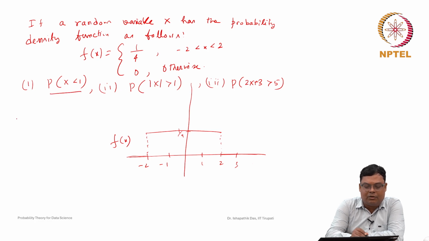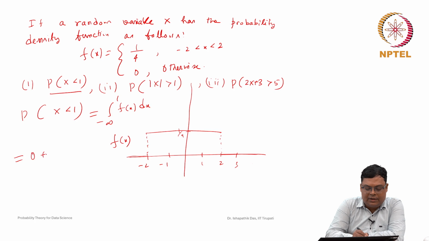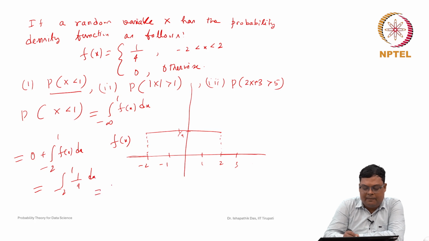So this density function is given. How will we find the probability that x is less than 1? By definition, it will be the integral from minus infinity to 1 of f(x) dx. But here this density function exists on this interval only, otherwise it is 0. So that is 0 plus the integral from minus 2 to 1 of f(x) dx. This is the integral from minus 2 to 1 of 1 by 4 dx, since it is a constant. So this is 1 by 4 times x from minus 2 to 1, which is 1 minus minus 2, that is 2 plus 1, 3. So this is 3 by 4.